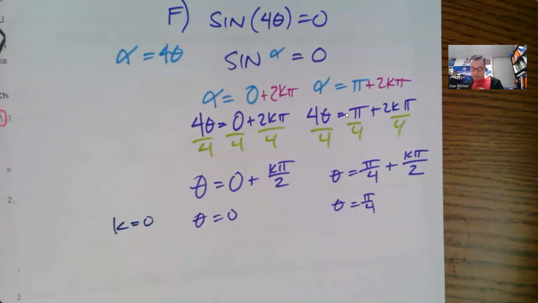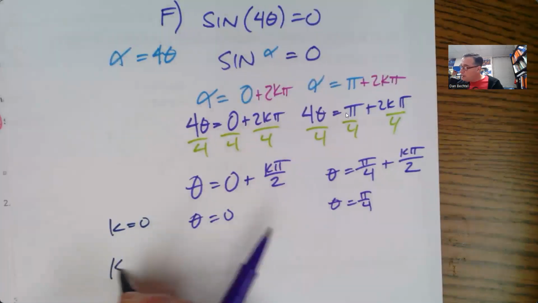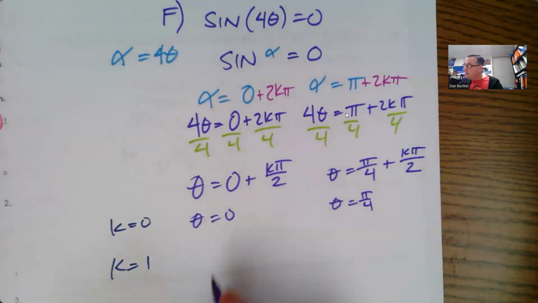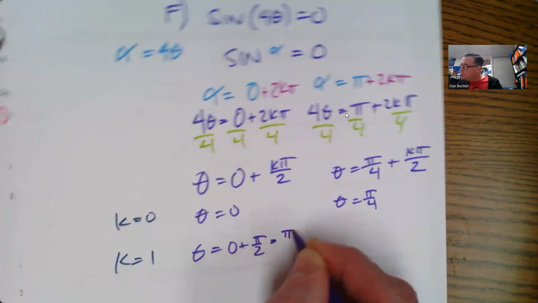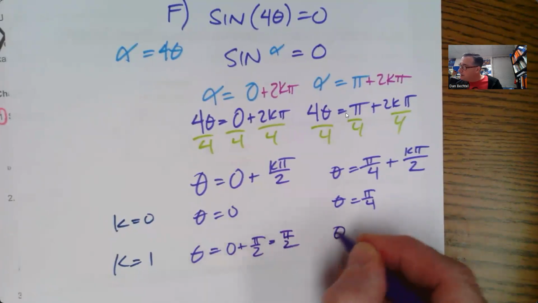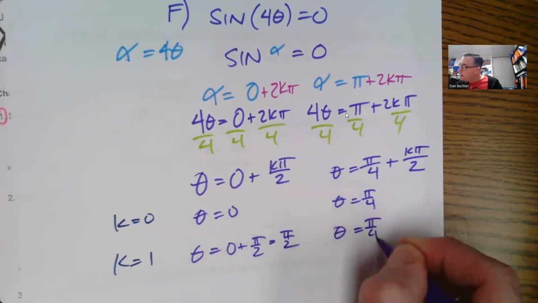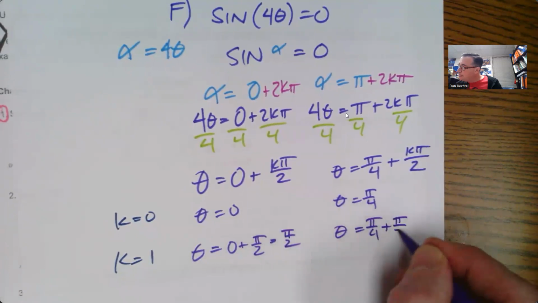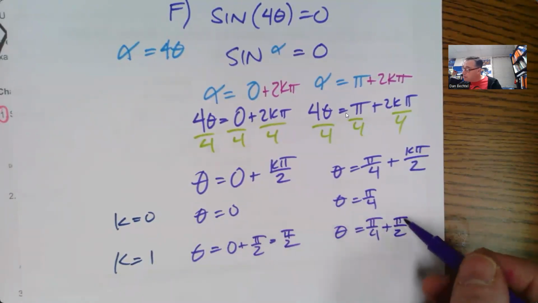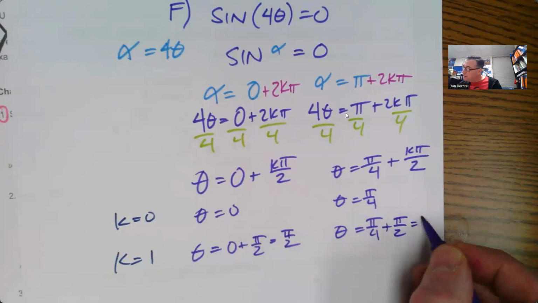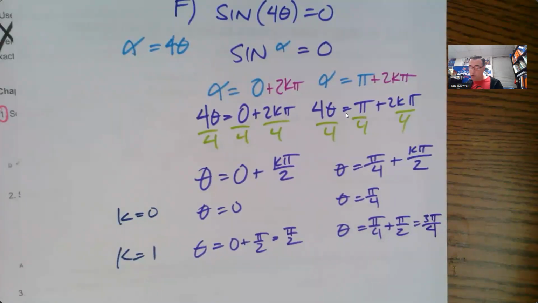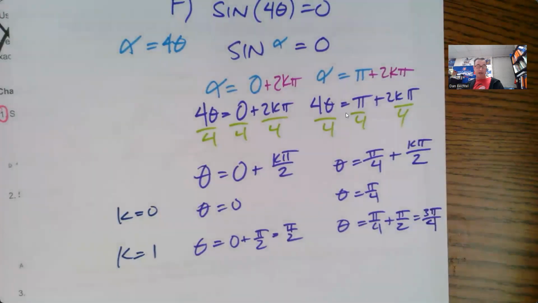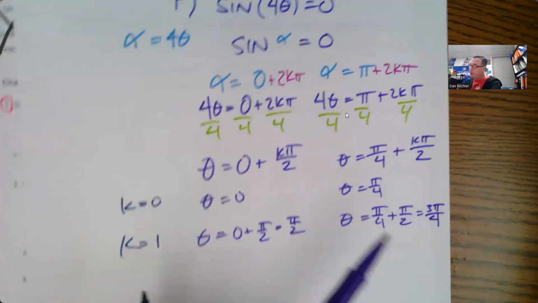Okay, first pair. Now, k equals 1. So now I'm doing this as 0 plus 1 pi over 2. That is pi over 2. And this one is going to be theta is equal to pi over 4 plus 1 pi over 2. If I do that, this is 2 pi over 4 plus pi over 4. This would give me 3 pi over 4. So right now, I got a total of 2 answers here, 2 answers here. We're just going to keep on keeping on.